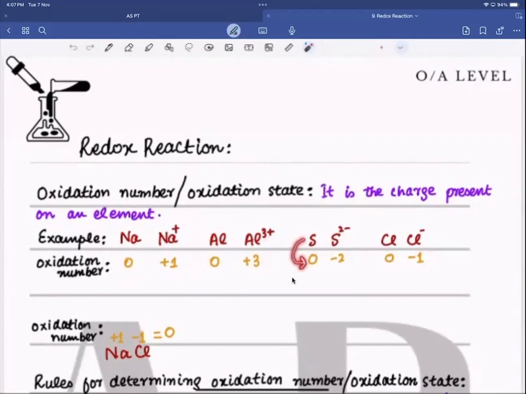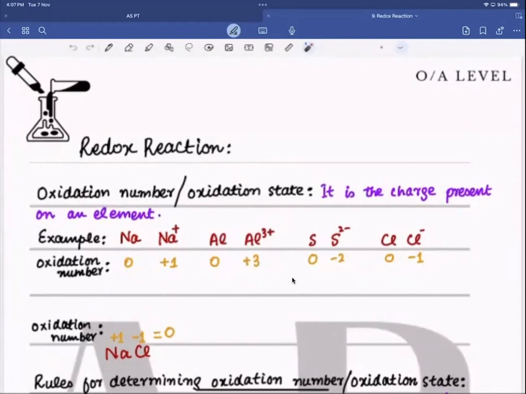Here the oxidation number of sulfur is 0, and here the oxidation number of sulfur is -2. Here the oxidation number of chlorine is 0, and here the oxidation number of chloride is -1. And for example, if this is a compound, normally we write NaCl with no charge. So there is no net charge, but the elements present in it have positive and negative oxidation numbers.